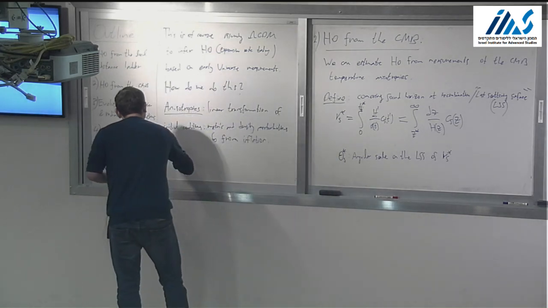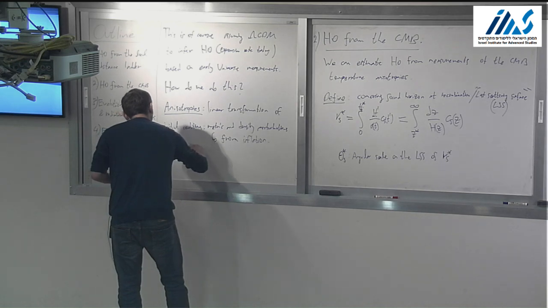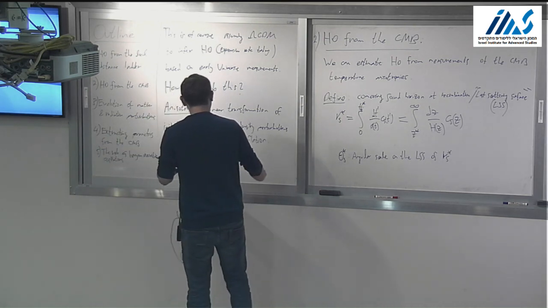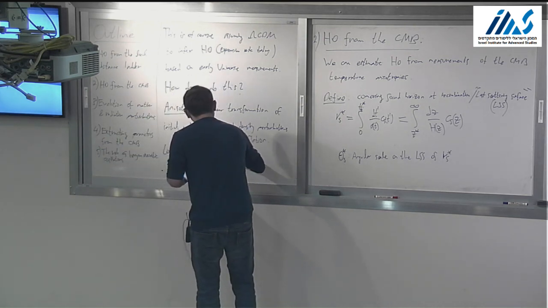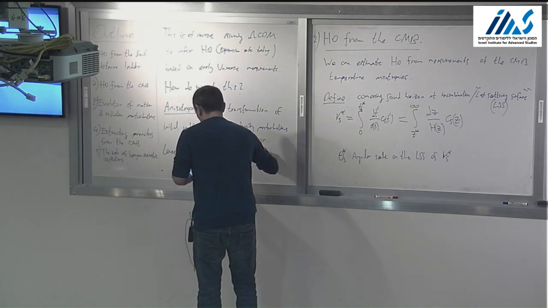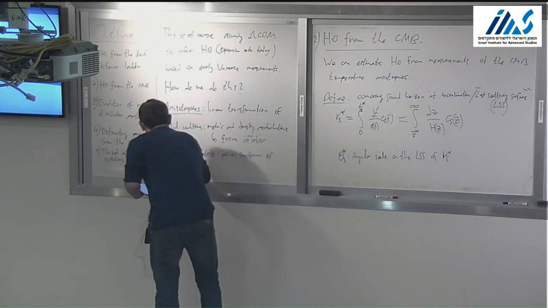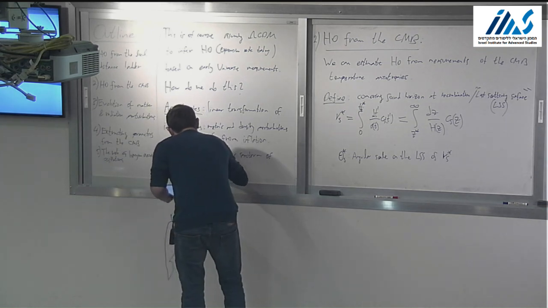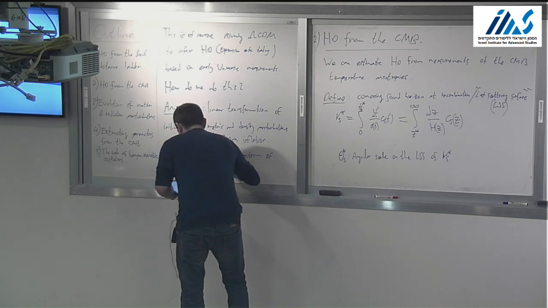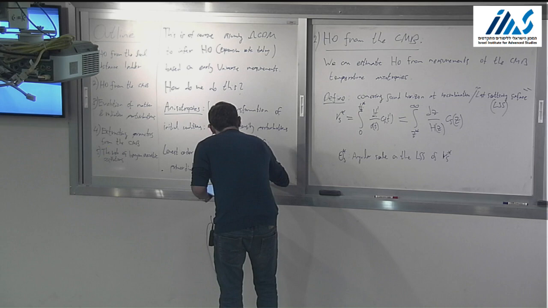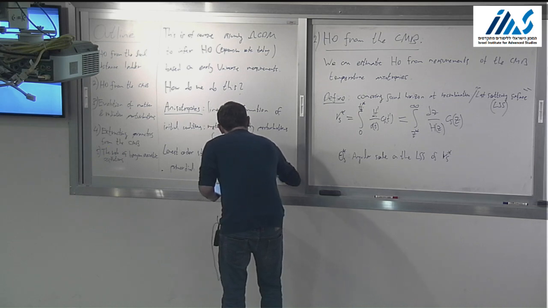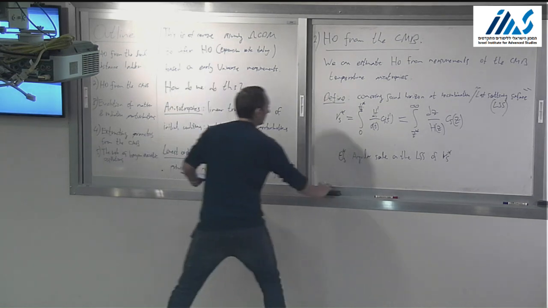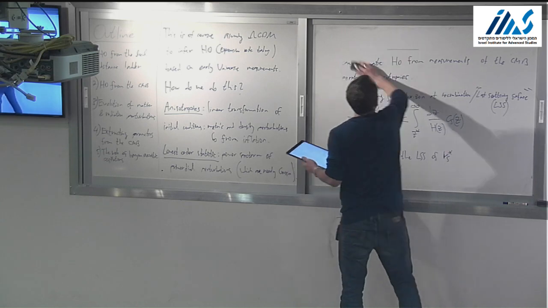Okay, so the lowest order statistic is the power spectrum of primordial perturbations, which are at least nearly, if not exactly, Gaussian. Okay, so let's define the power spectrum.